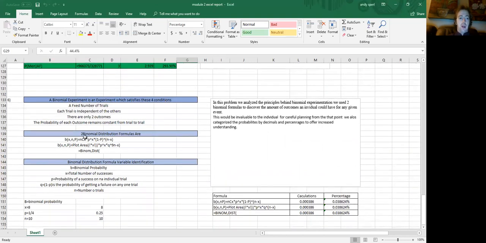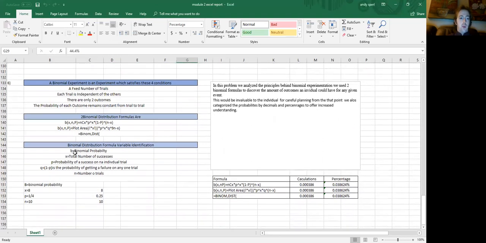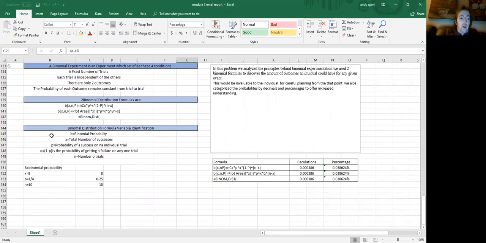And down here, we do have a binomial distribution formula with variable identifications to it, which shows all that there. B equals binomial probability. The X equals the total number of successes. The P is the probability of a success on an individual trial. And Q equals 1 subtracted from P, the probability of getting a failure on any one trial, and the n equals the number of trials.